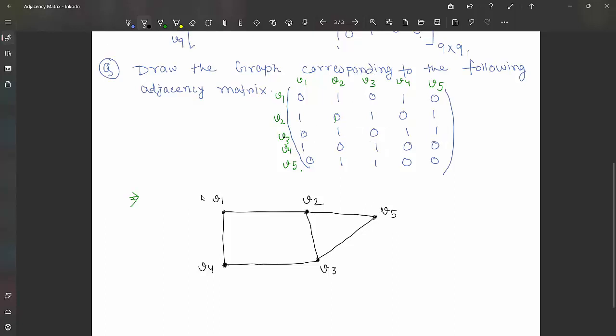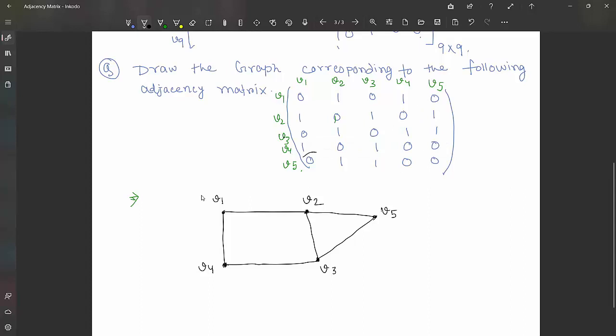So now we are going to V4, and from V4 just again do the same thing. This is the corresponding V4 row and this is the corresponding V4 column. V4 is adjacent to V1 and V3, it is already over, so we don't have to do anything now.